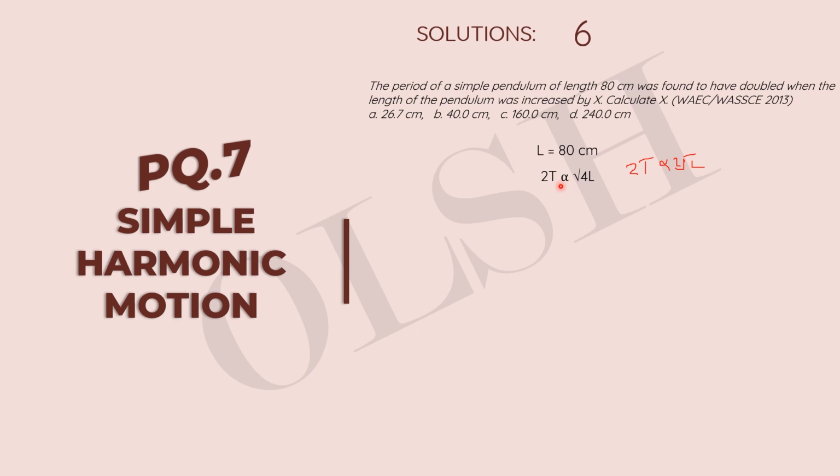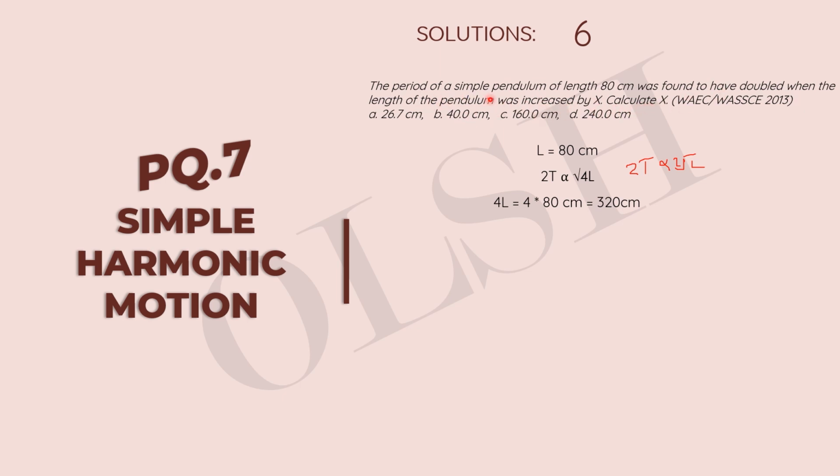We are asked to find x, where x is the increase in the length of the pendulum. Obviously, if L is increased by 4, it means 4L will be 4 times 80 centimeters, which gives us 320 centimeters. 320 centimeters is the new length of the pendulum, but that's not what we're asked to find. We're asked to calculate x, where x is the increment.